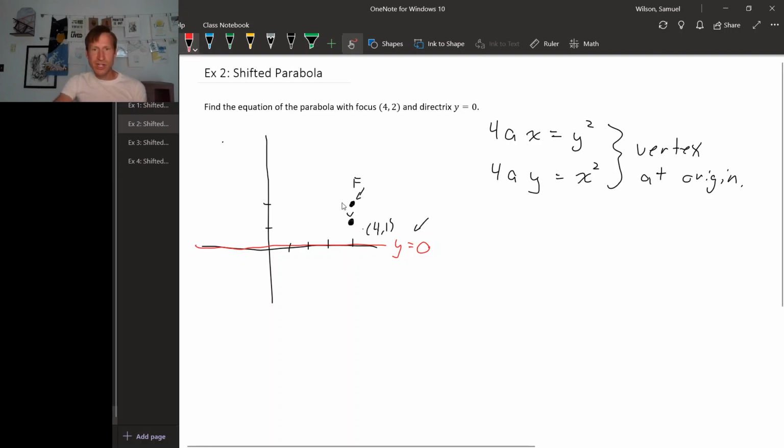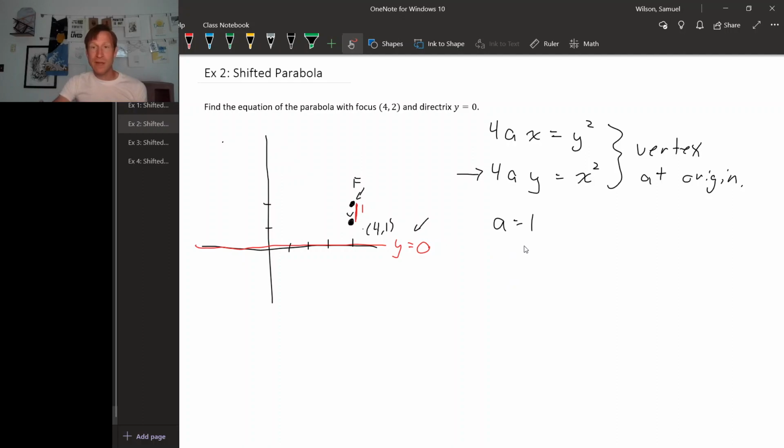Now that we know where the vertex is, we can figure out the focal length of this parabola, which remember is the distance from the vertex to the focus, and that's 1 in this case. So we know that a equals 1. Because the focus is above the vertex, this parabola is going to open in the y direction. It's going to open up. And that means we need to use the version of the equation where x is squared and y isn't squared.